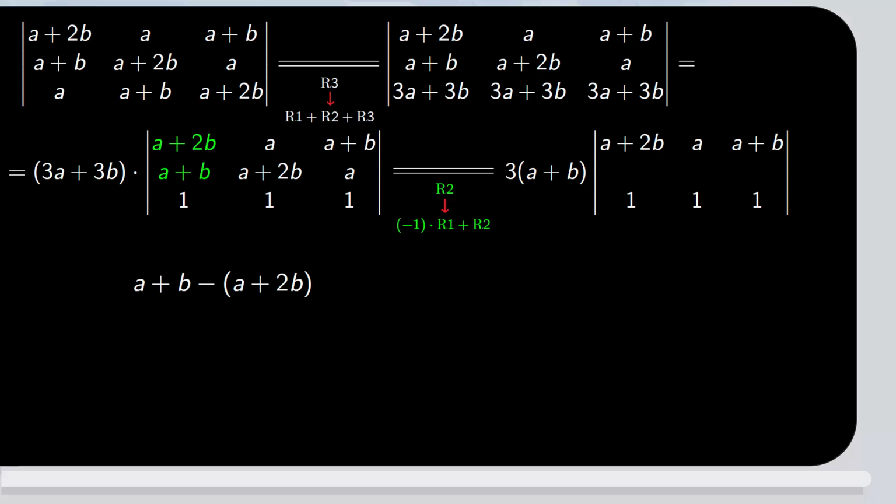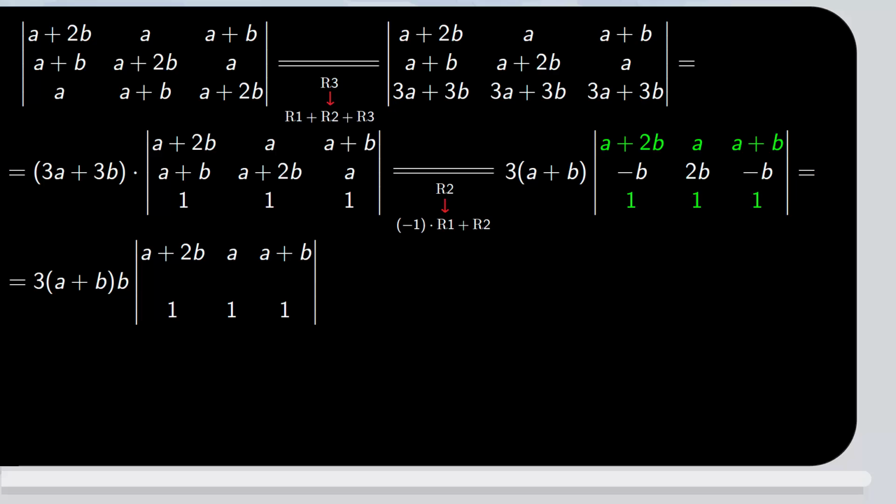We have a plus b minus a plus 2b is minus b. a plus 2b minus a is 2b. And a minus a plus b is minus b. Just be careful with the signs. Now, we have a common factor in the elements of the second row, namely b. It comes out of the determinant, so we have 3 times a plus b times b, and now the determinant.